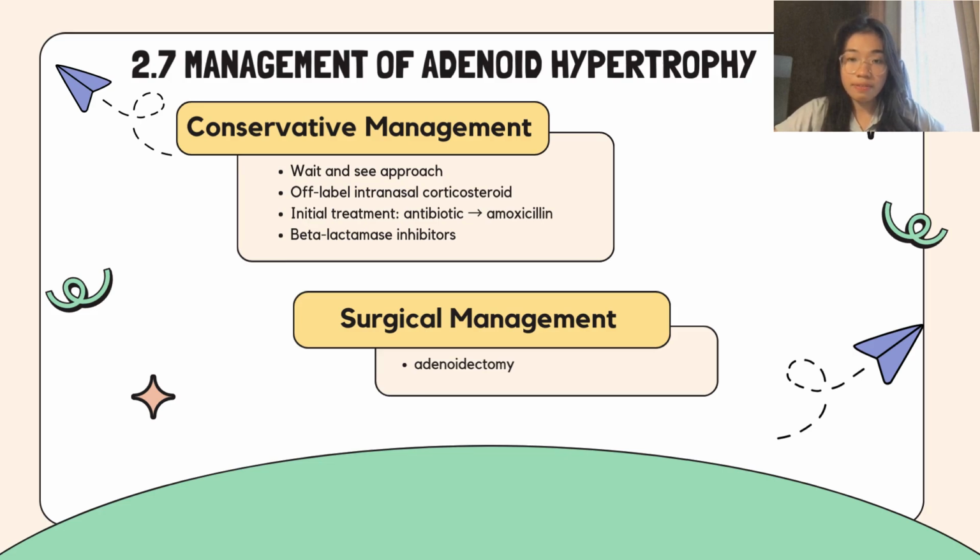There is not enough evidence to recommend using systemic steroids, antibiotics, or antihistamines for adenoid hypertrophy. Antibiotics are typically the initial treatment for acute and chronic adenoid infection. Amoxicillin is commonly used, but clindamycin or azithromycin is an alternative for penicillin allergic patients. A beta-lactamase inhibitor should be considered for chronic or recurrent infection. Next is the surgical management.